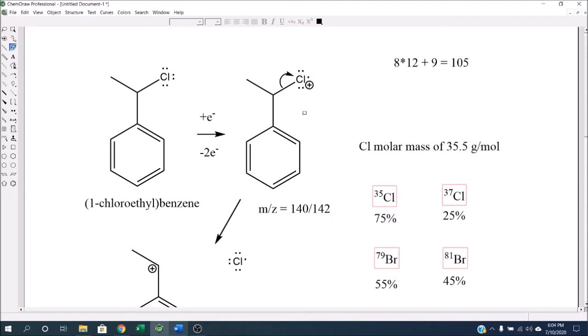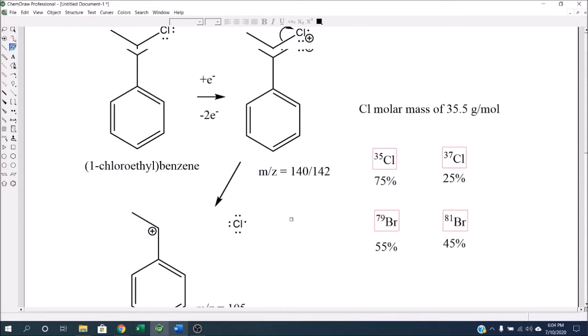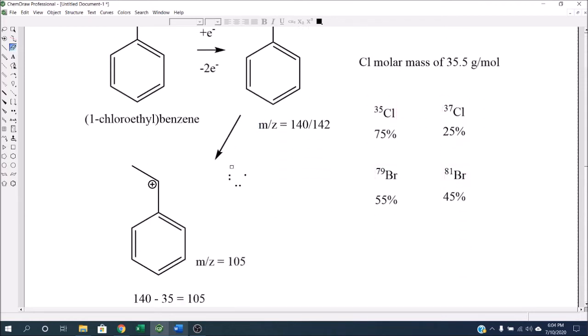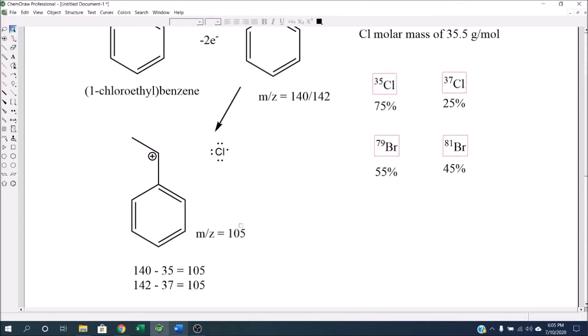So if we go back to ChemDraw, here is the mechanism that we commonly see when a heteroatom is a cation radical in a mass spec. The chlorine will simply take its electrons and fall off. In doing so, the resulting chlorine atom right here is no longer going to be picked up by the detector. The detector only identifies the compounds that have a net positive charge.